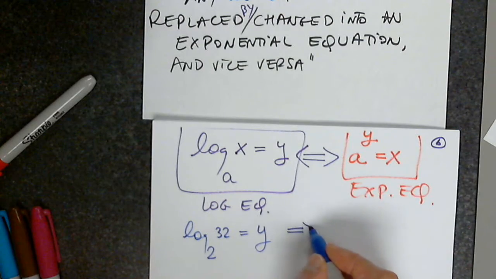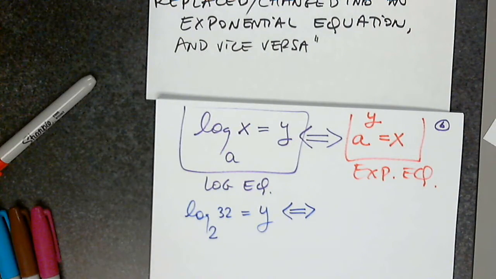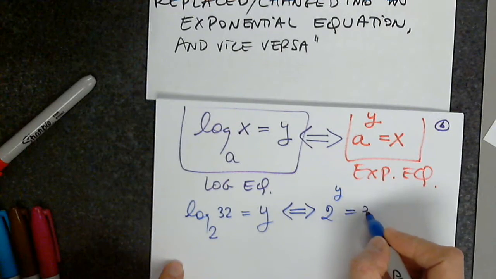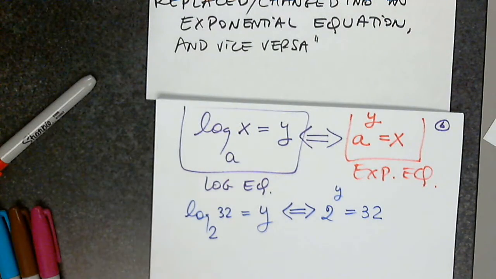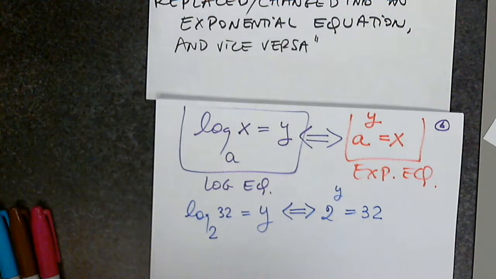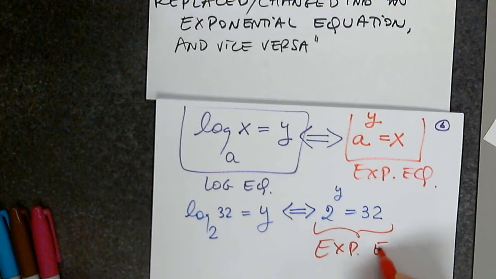This is equivalent to, can anyone change this into an exponential equation for us? 2 to the y equals 32. Now is the time to talk about how to solve exponential equations. This is an exponential equation.